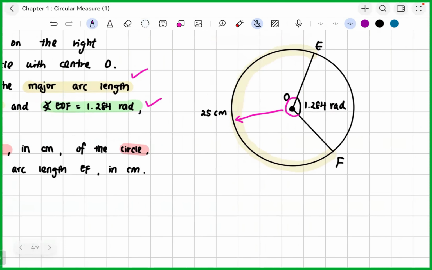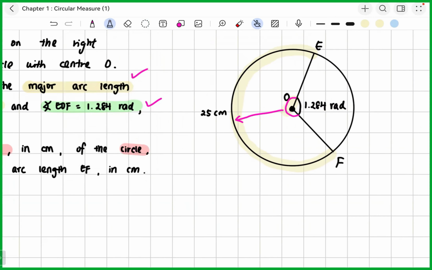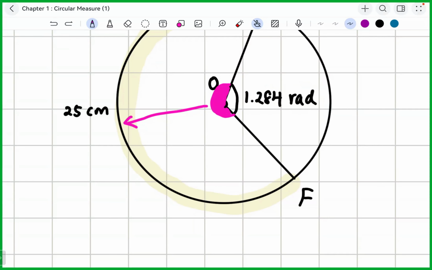For these questions, because the angle provided is not facing the arc length provided, which means it is not facing the 25 cm, we have to find the angle that is exactly facing the 25 cm. So what is the position of that angle? It is over here, the angle that's shaded using pink color. This pink color angle is actually the angle that faces towards the 35 cm. So how can we find the pink color angle?